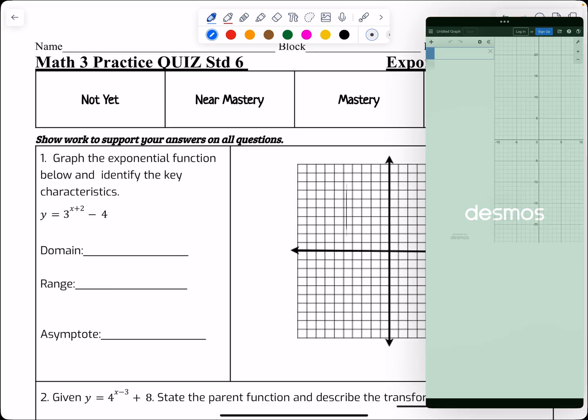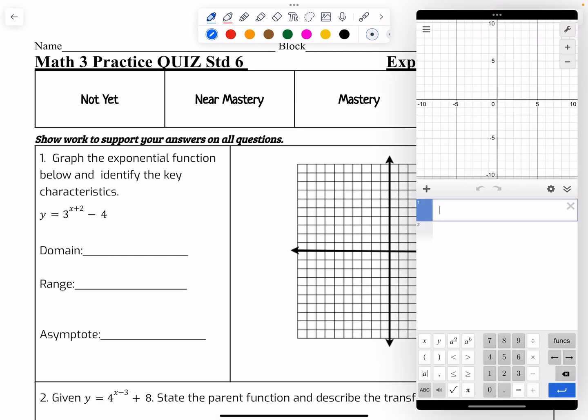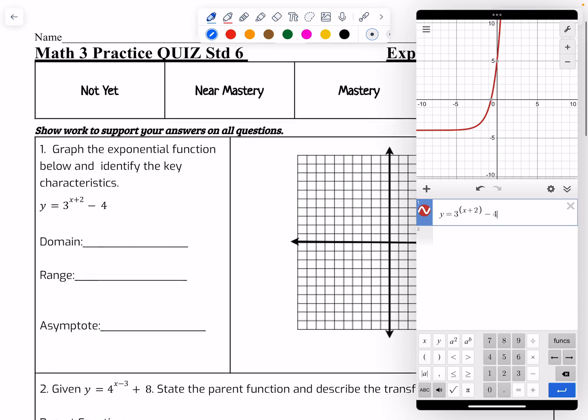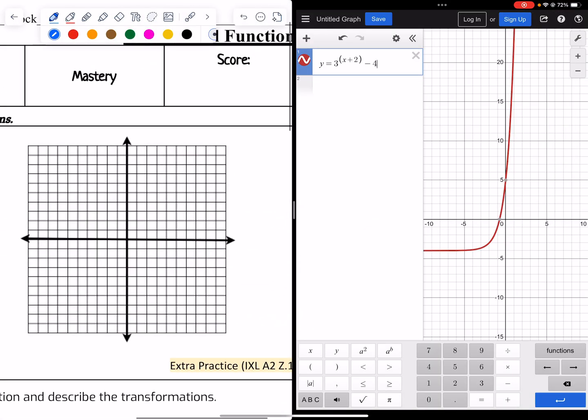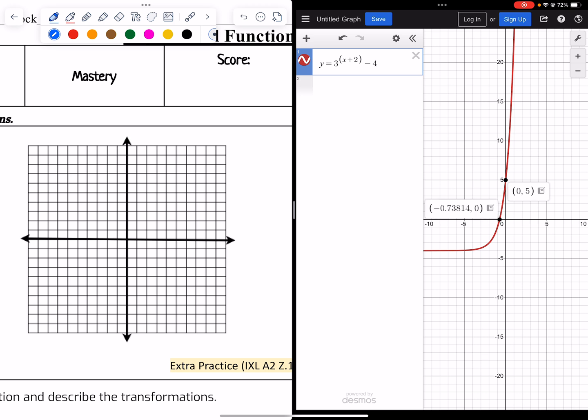So the first thing I would do is type it into Desmos. So y equals 3. Make sure in your exponent that you group the x plus 2 with parentheses, and that'll keep it all together in the exponent. Then minus 4. So first I want to graph the function, because that's part of the question. So I need 2 good points, or at least a good point to help me sketch this out.